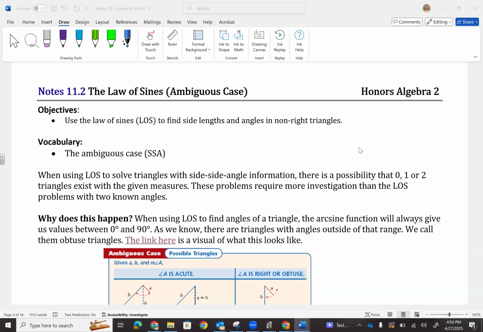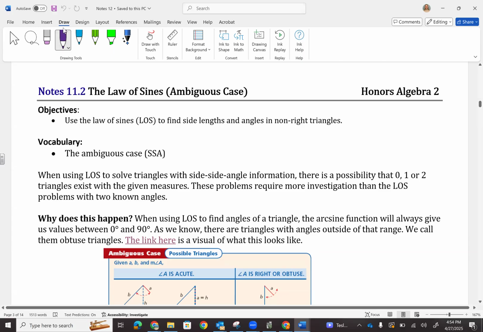Okay, so today we're going to be talking about using law of sines on the ambiguous case. So let's recall back to geometry. Back when you did proofs in geometry about triangles, there were certain acronyms you could use to show that two triangles were congruent to each other.